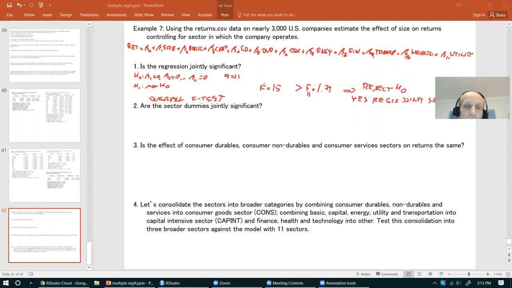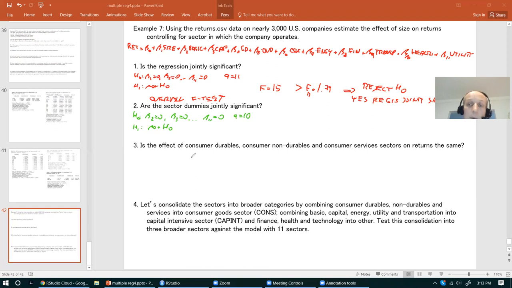That's an overall F-test. The next question is, are the sector dummies jointly significant? The sector dummies, those are the 10 dummies that begin with beta 2 all the way to beta 11. And so let's use a different color here. The null hypothesis here is that beta 2 equals 0 and beta 3 equals 0, all the way to beta 11 being equal to 0. How many restrictions do we have? Well, we have 10 restrictions, against the alternative of not H0.